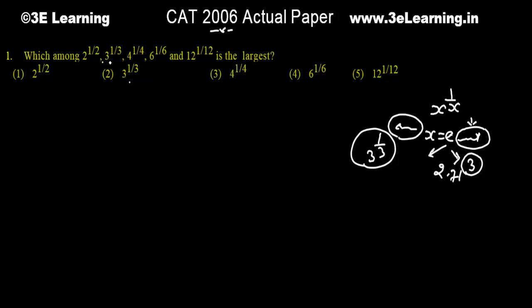So our answer is 3 raised to power 1 by 3, and this one is the easiest CAT question of CAT 2006, or the easiest among all the CAT questions conceptually. So this is the answer of question number 1 of this video set. Okay, I'm moving to question number 2.